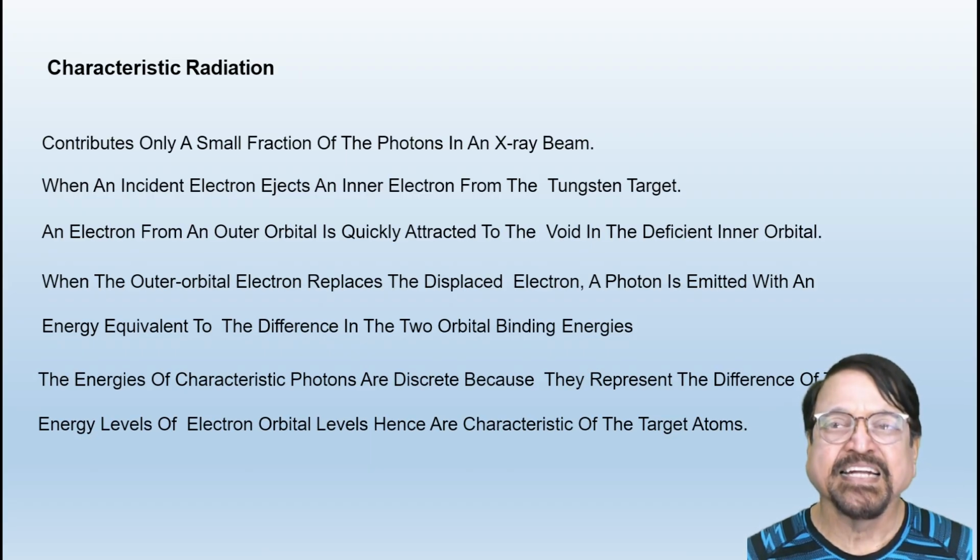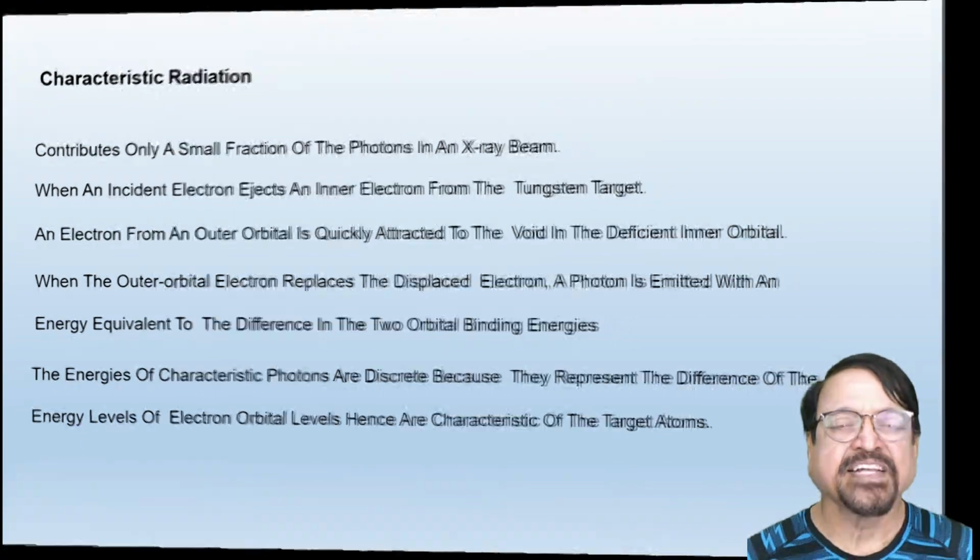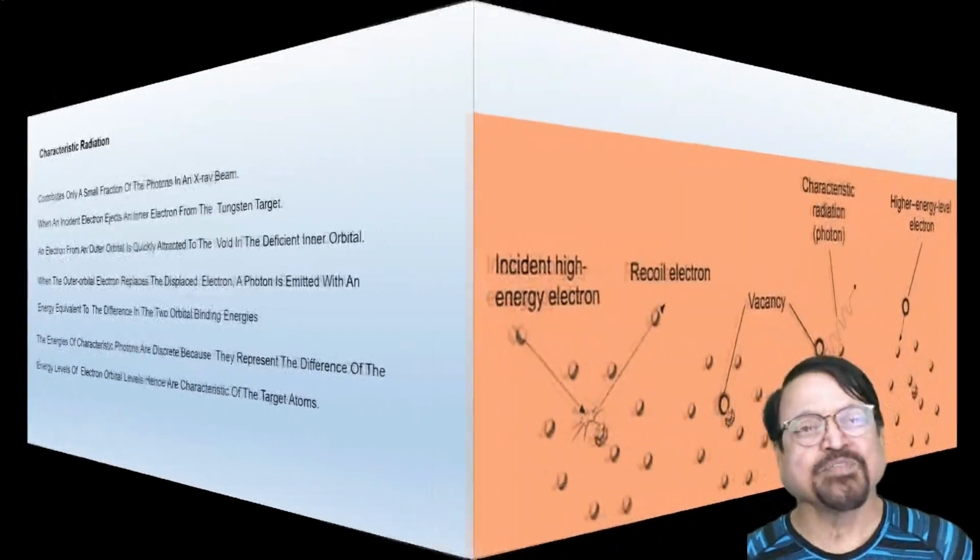The energies of the characteristic photons are discrete because they represent the difference of the energy levels of the electron orbits, hence the characteristic of the tungsten atom only. If you use something else, it will be something else.